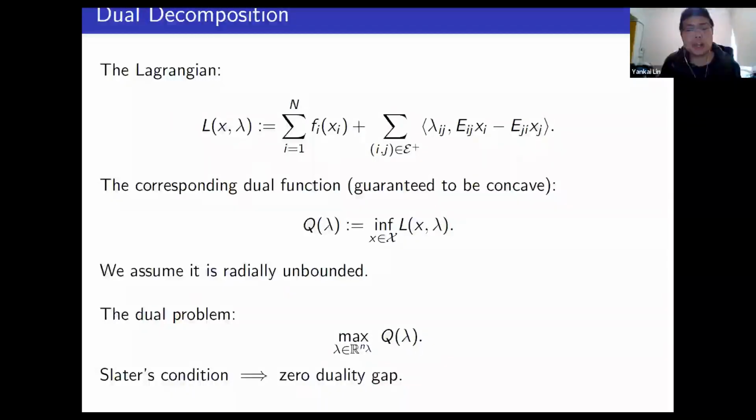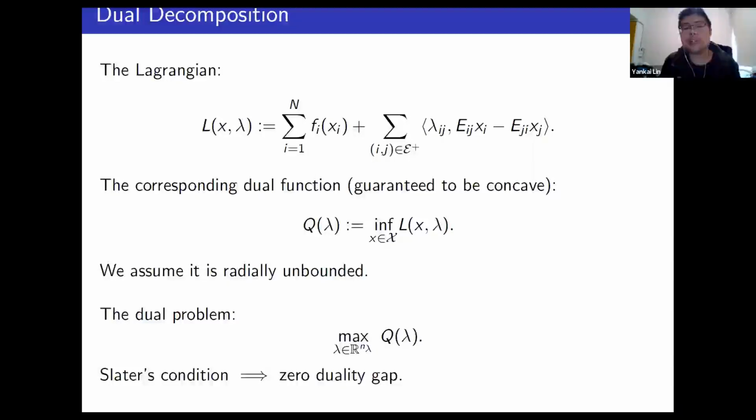One interesting property of this dual function is that it's guaranteed to be concave. The proof is simple, and it can be found in standard textbooks on convex optimization, for example the one by Stephen Boyd and Lieven Vandenberghe. Even if your objective function or cost function is non-convex, this one is still concave. That's a nice property. In this work, we're going to assume it's radially unbounded. That means when the norm of the argument lambda goes to infinity, this function q also goes to infinity. And the dual problem is to maximize this dual function with respect to lambda.